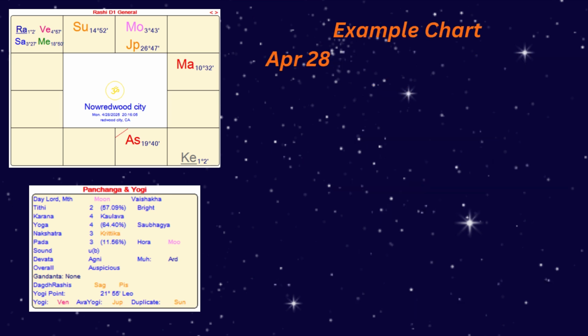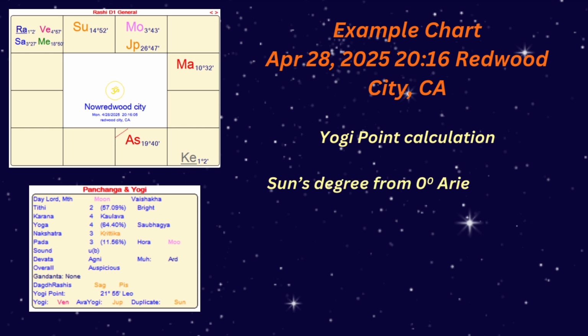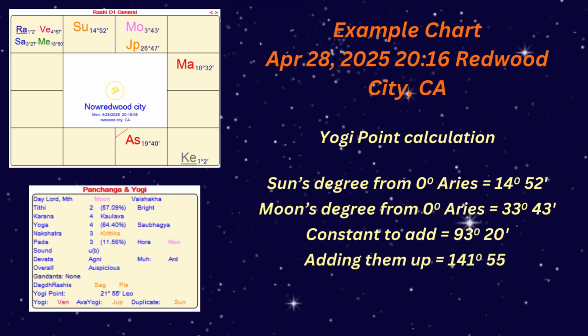We begin with the Sun's longitude. In this chart, the Sun is in Aries at 14 degrees and 52 minutes. Since Aries is the starting sign of the zodiac, the displayed degree is already the distance from 0 degrees Aries. So we take the Sun's value as is, which is 14 degrees and 52 minutes.